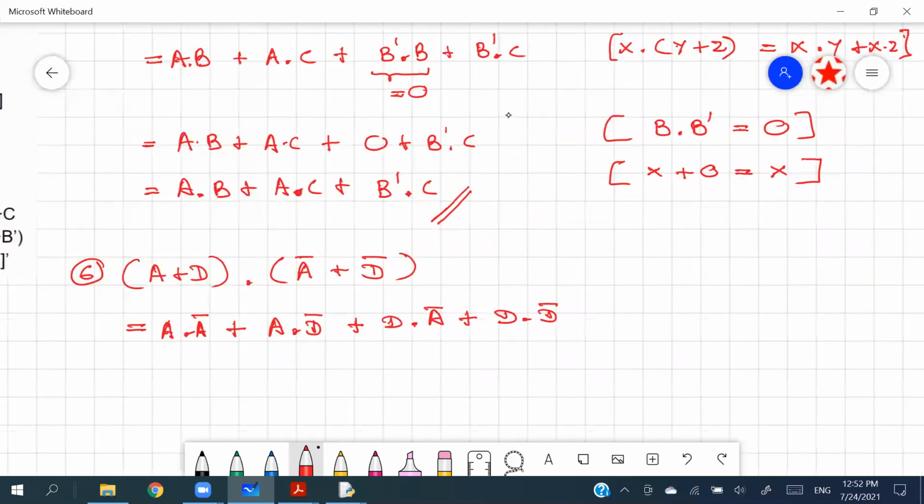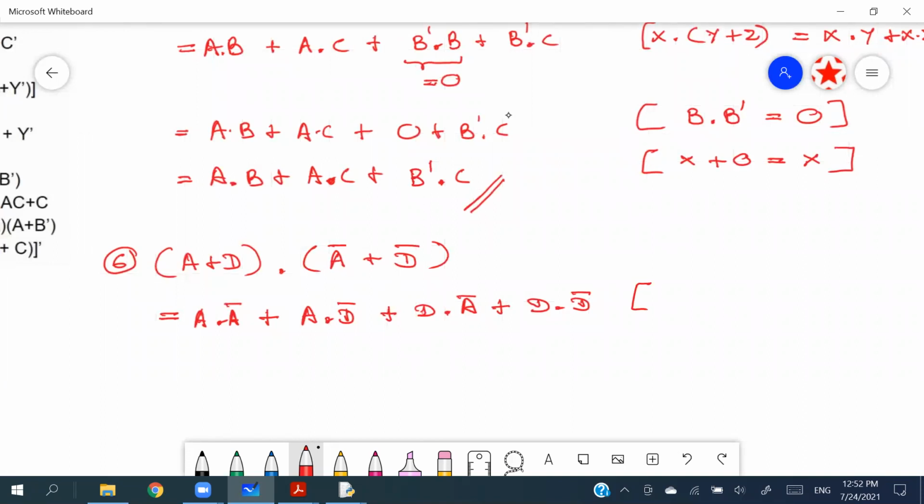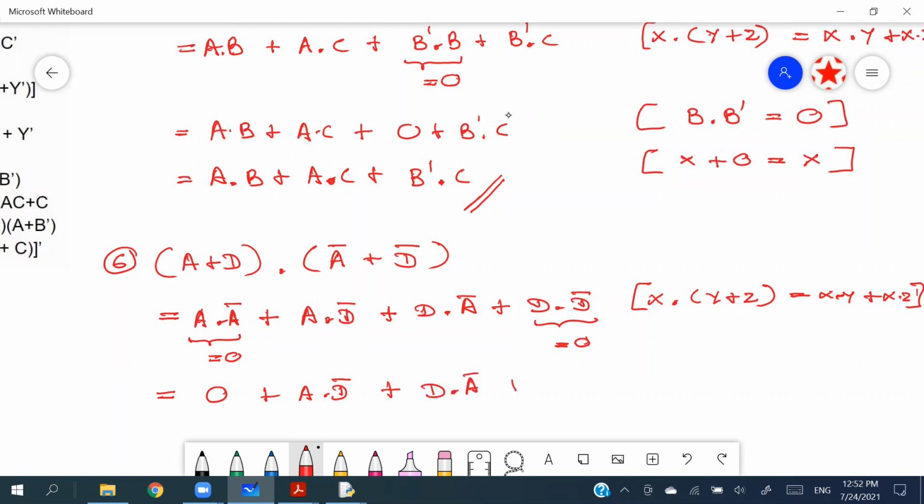So again, the reason is the distributive law. X dot y plus z can be written as x dot y plus x dot z. So now we know these are equals to a 0 as well as this equals to a 0. So we can write 0 plus A dot D bar plus D dot A bar plus a 0. X dot X bar equals 0.